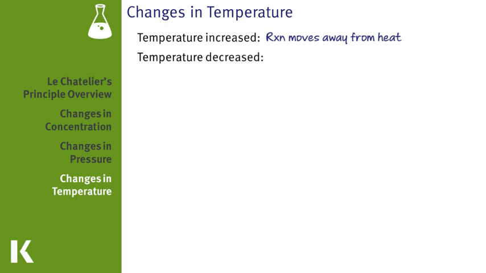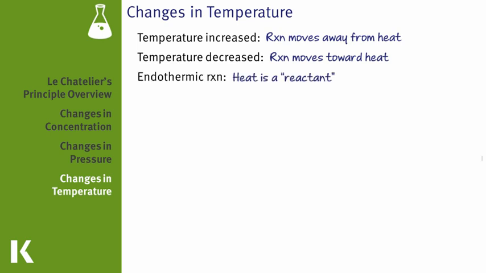Decreasing the temperature will then, of course, cause the reaction to shift towards the side of the reaction that has heat. For an endothermic reaction, heat is required in order for the reaction to occur, and so heat is considered a reactant. For an exothermic reaction, heat is released and is therefore considered a product of the reaction.